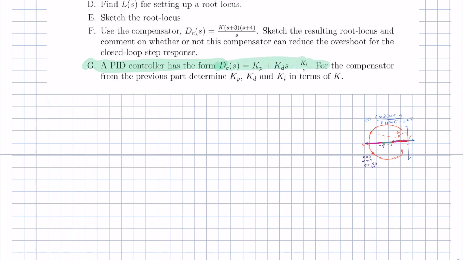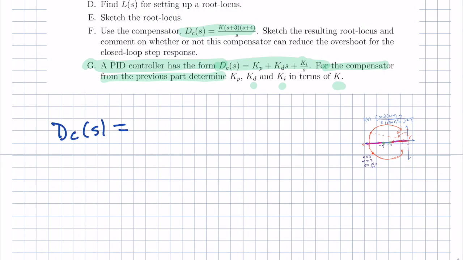All right, in part G, we're taking a look at a PID controller, and we know the form of a PID controller. The question says, for the compensator from the previous part, meaning this compensator here, express Kp, Kd, and Ki in terms of the overall gain parameter K that shows up in the controller. All right, so here's what I'm thinking on this problem.